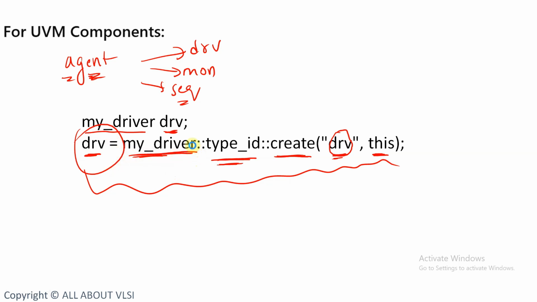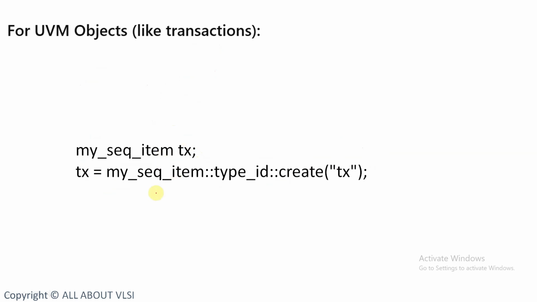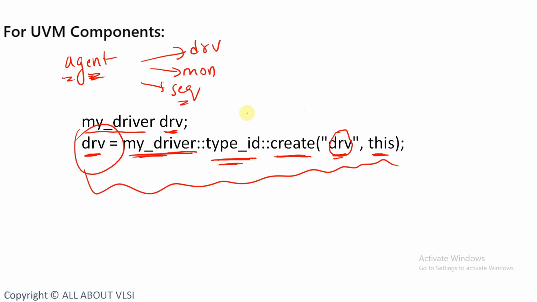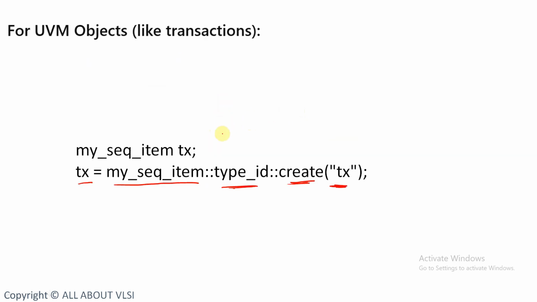Now for objects, this is the syntax. tx is equal to my_sequence_item, which is a class, and inside this class you are going to call type_id, and inside this type_id you have the create method, and using this create method you are creating the instance. So this is how you are going to create the instances for your components and for your objects.